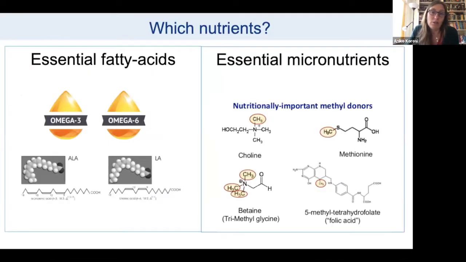And the nutrients that we focus on within the group are mostly the essential fatty acids and the essential micronutrients. And with the word essential, it's key to highlight that this needs to be taken in from the diet. So it's not something that we can synthesize within our own body. But today, of course, I will talk to you in particular about the work on the fatty acids.